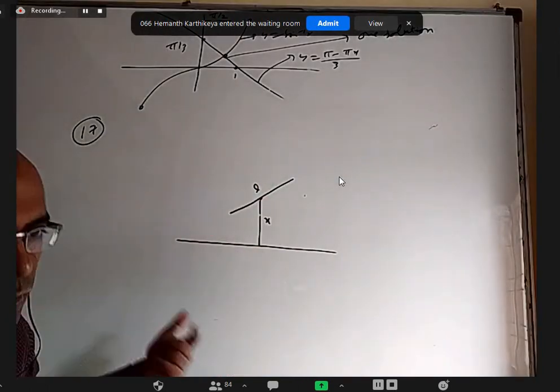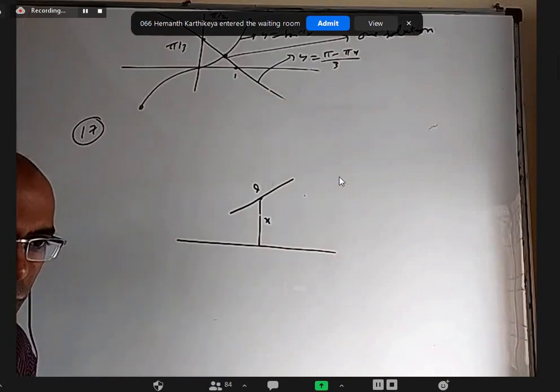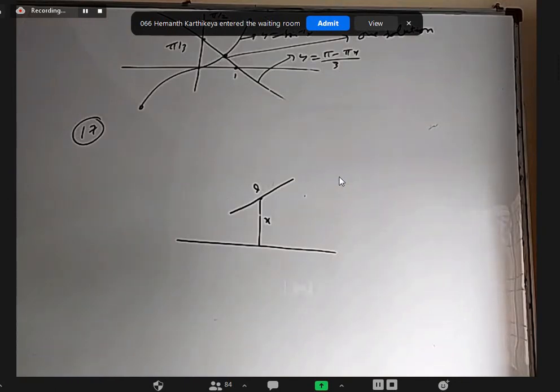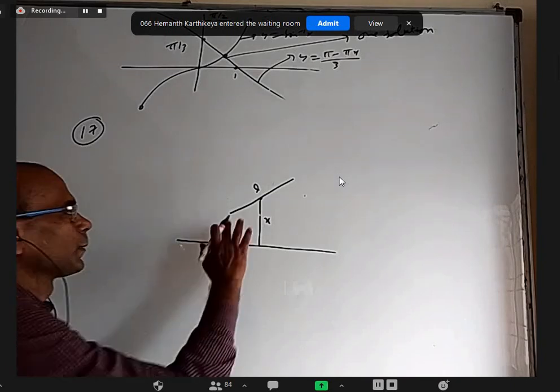When you revolve this, what will come? A cone. A cone will come. A frustum, right, sir? Yeah, a frustum, not a full cone, a frustum. Yes, correct.